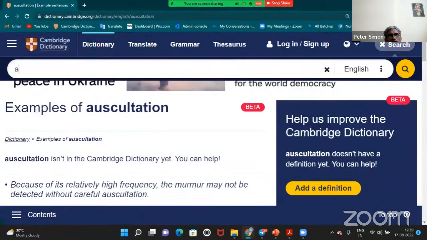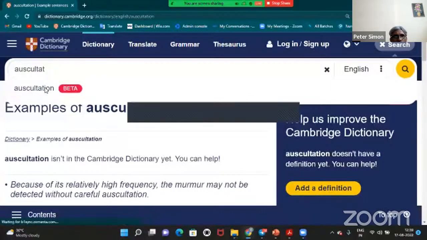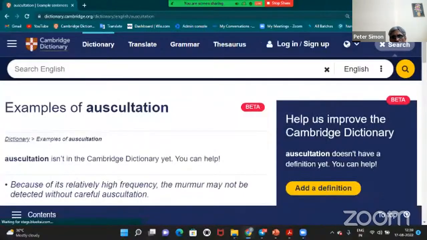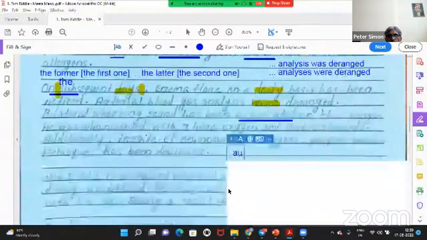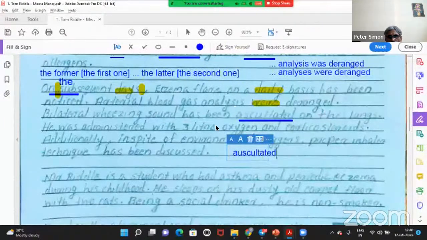A-U-S-C-U-L. Auscultation, that is in beta. Okay. Yeah. Auscultation. A-U-S. That is the spelling mistake. Okay. Yeah. A-U-S-C-U-L-T-A-T-E-D. Okay. So now let us see.